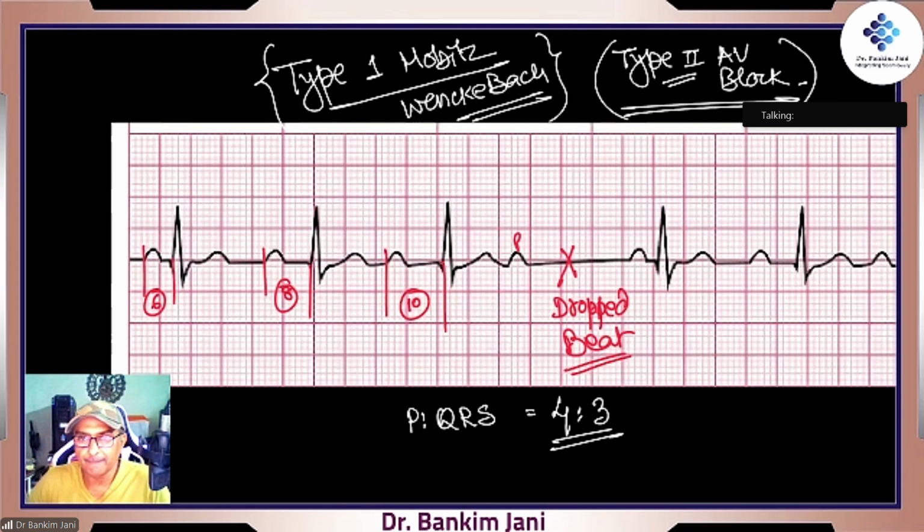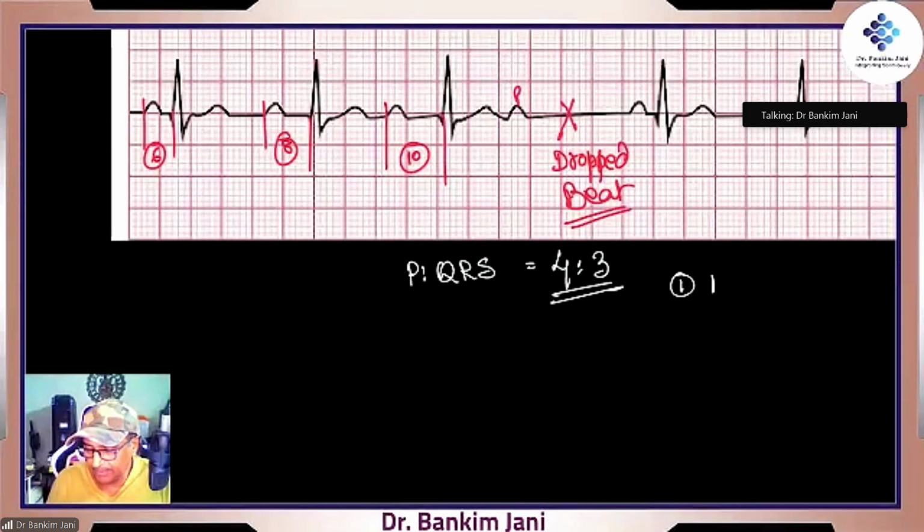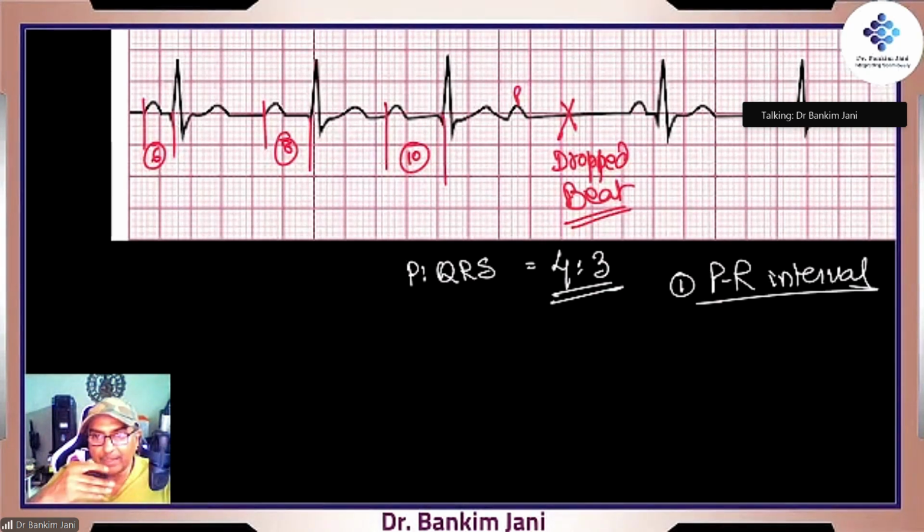Which ECG? This one. Here, you are talking about this particular ECG. Okay. See, 2 things which we have to see. One, PR interval is what we have to check, right? PR interval. And this PR interval is gradually increasing. Right? It is gradually increasing.